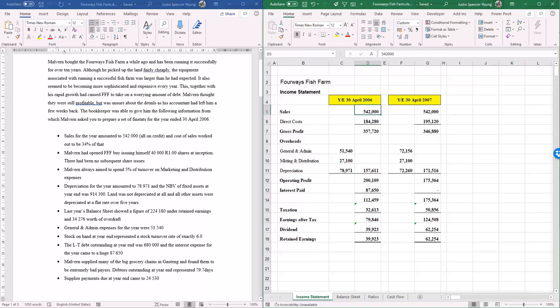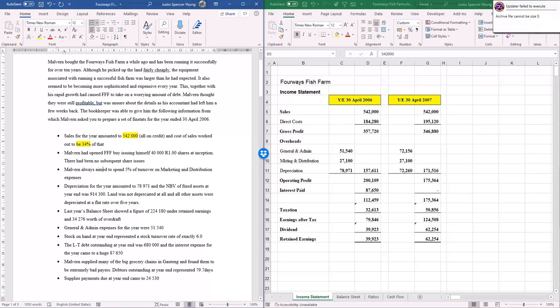We can see here quite quickly there's a sales number of 542,000. I'm going to highlight that yellow just to denote an income statement item. The direct costs, that's quite straightforward, or should be. That is 34% of the sales number. So sales less direct costs will get you a gross profit.